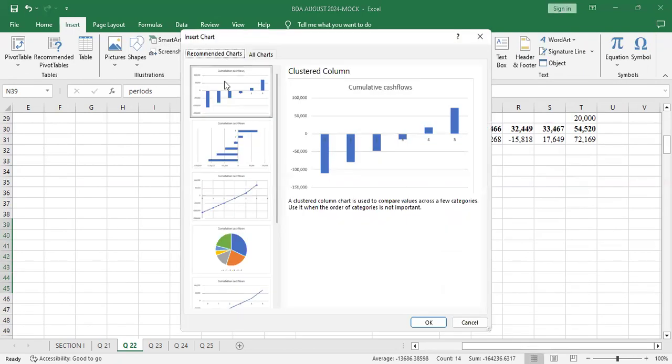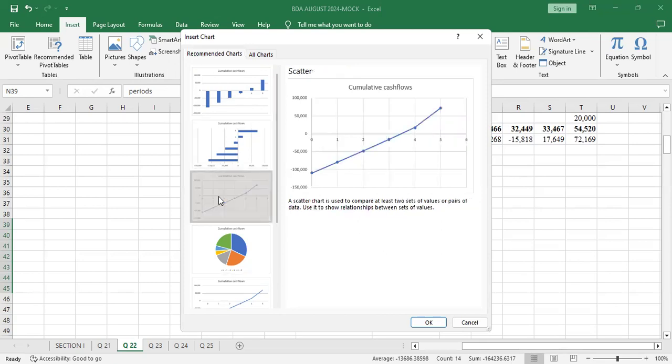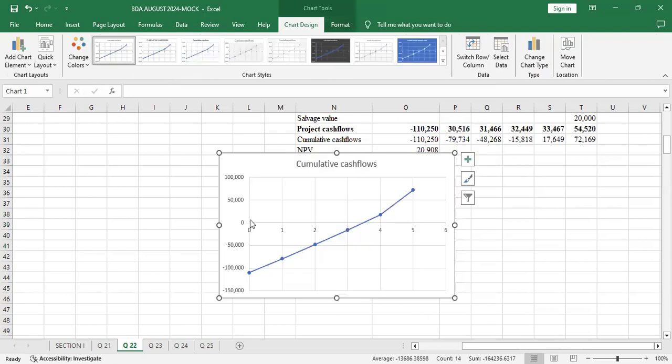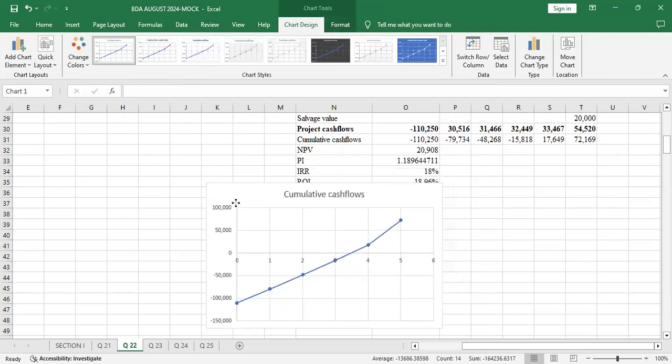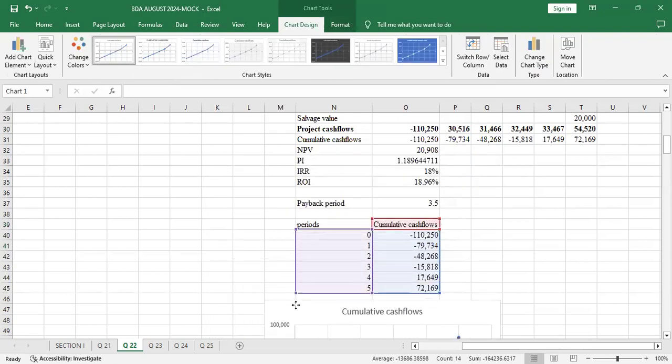You have to be guided. Don't go for the pie chart, because it will not give you the correct presentation. It's recommended, but don't go for it. Don't go for the clustered column chart either. Go for the scatter. Then you say okay.